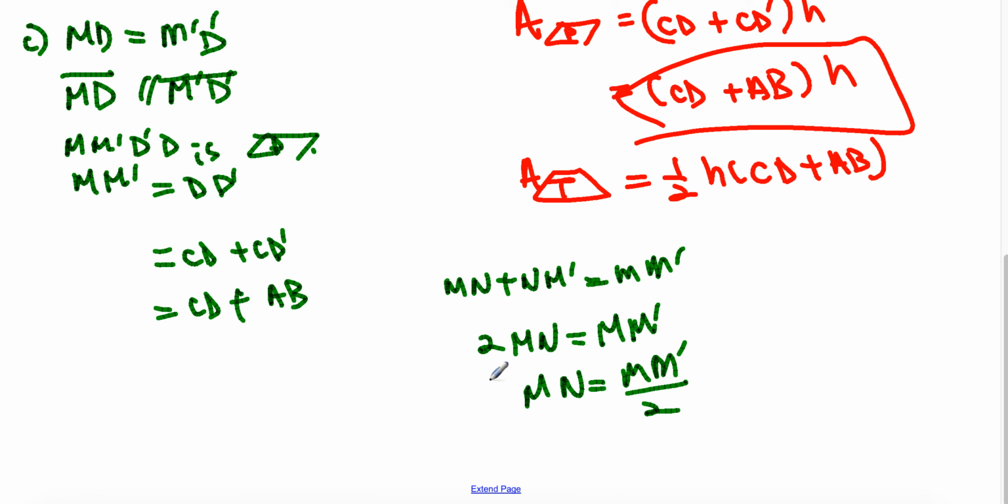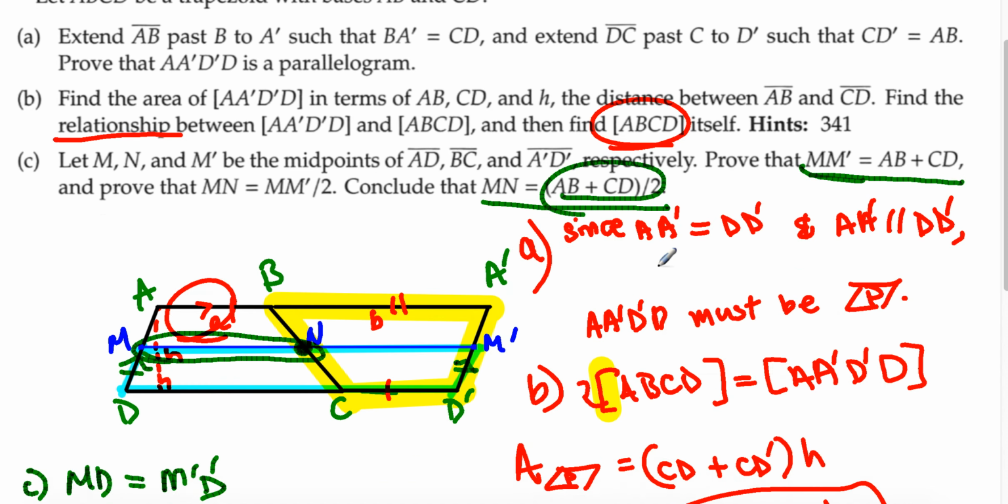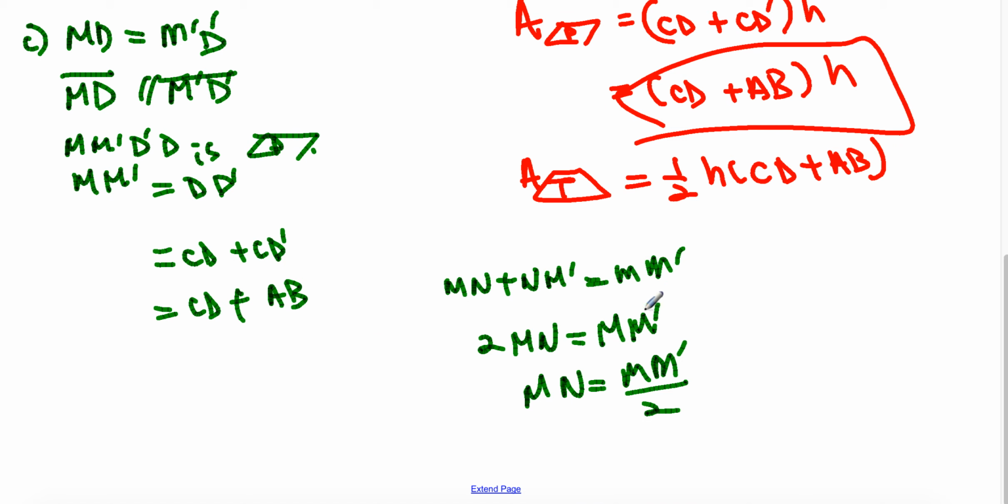All right. But the thing is, at the end, to conclude that it is AB plus CD divided by 2, since we earlier mentioned that MM prime is essentially equal to CD plus AB, then this is equal to AB plus CD, divide the entire thing by 2. That's what we end up getting.